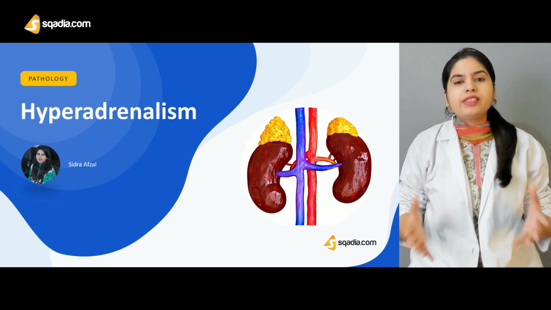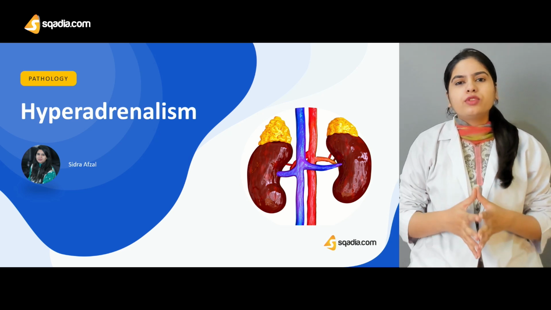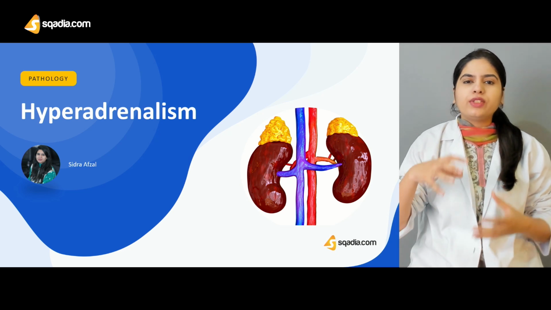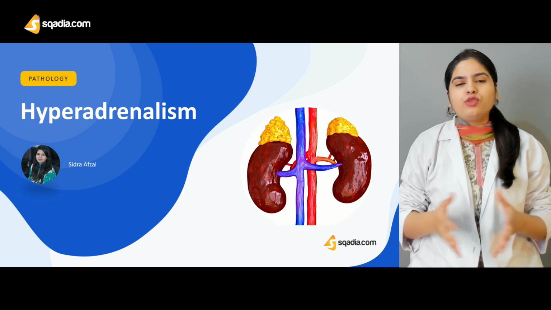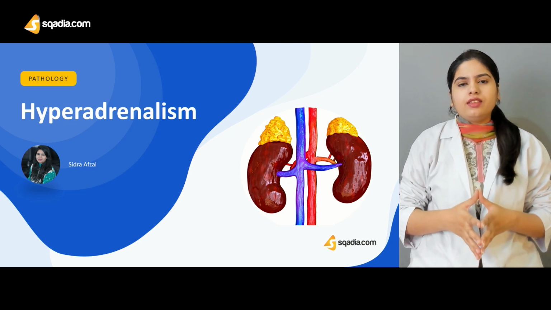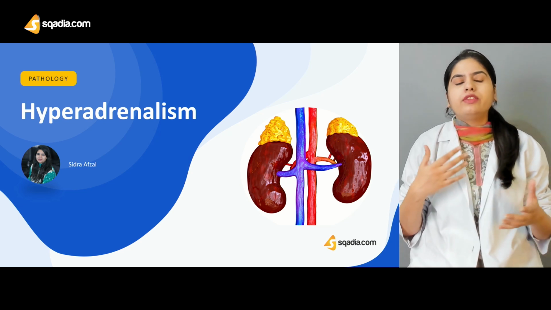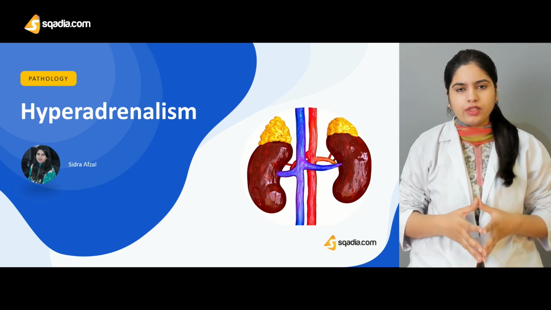Hyperadrenalism means oversecretion of adrenal hormones. Now, adrenal hormones are released from the adrenal gland, and the adrenal gland is present at the top of the kidney. You know that the adrenal gland is divided into two parts, the adrenal medulla and the adrenal cortex. Both of these parts are involved in releasing different hormones that perform specific functions inside the body.